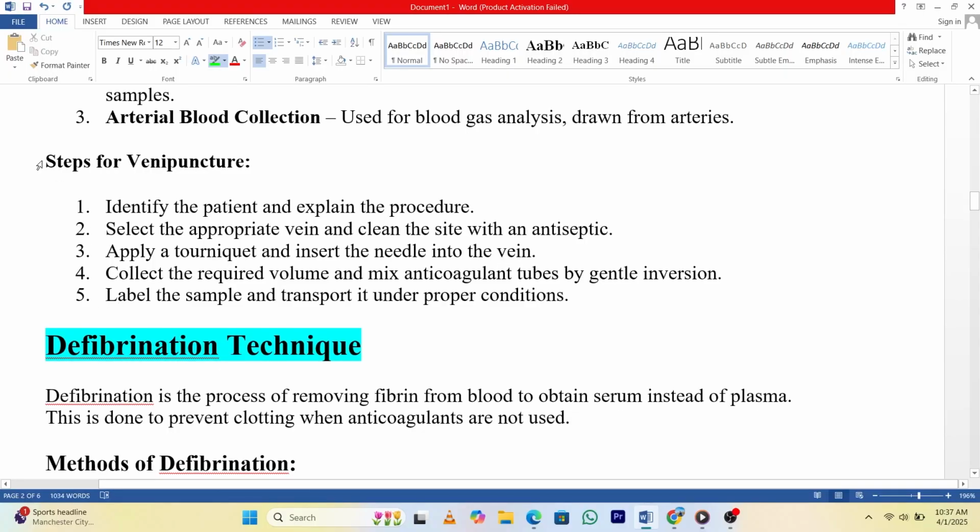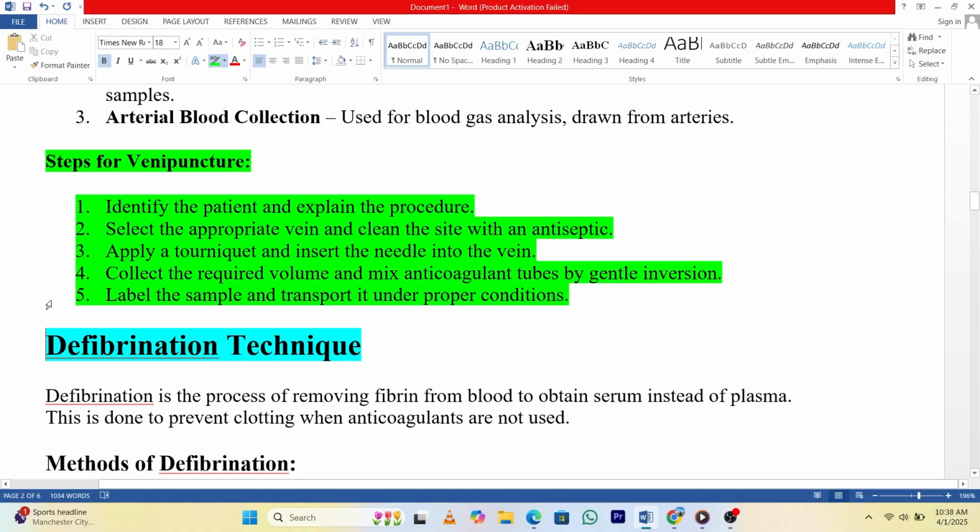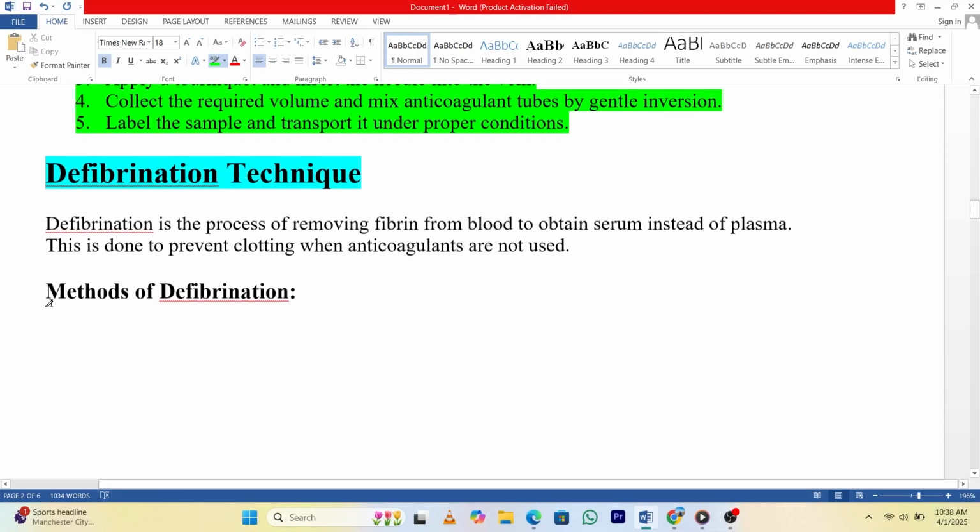Steps for venipuncture. 1. Identify the patient and explain the procedure. 2. Select the appropriate vein and clean the site with an antiseptic. 3. Apply a tourniquet and insert the needle into the vein. 4. Collect the required volume and mix anticoagulant tubes by gentle inversion. 5. Label the sample and transport it under proper conditions.